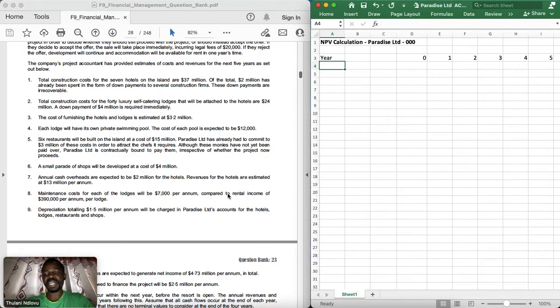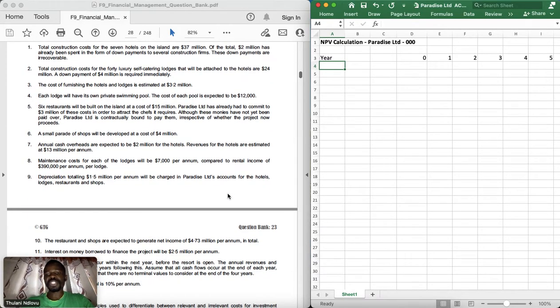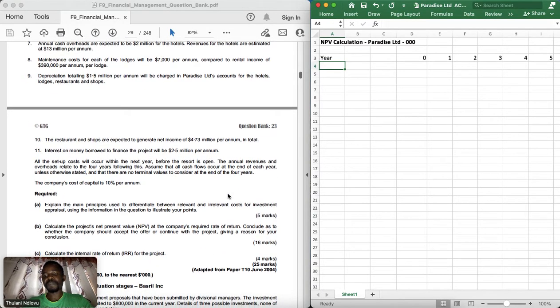Note 7: Annual cash overheads are expected to be 2 million for the hotels. Revenues for the hotels are estimated at 13 million per annum. Note 8: Maintenance costs for each of the lodges will be 7,000 per annum compared to the rental income of 390,000 per annum per lodge. Note 9: Depreciation totaling 1.5 million per annum will be charged in Paradise Limited's accounts for the hotels, lodges, restaurants, and shops. Note 10: The restaurants and shops are expected to generate net income of 4.73 million per annum in total.